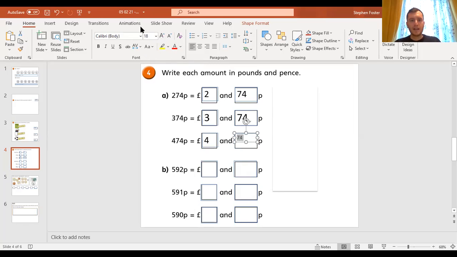And there's a little bit of a pattern on those first three. Next one, 592p. That would be £5 to make those 500 pennies and 92p. Next one would be £5 to make those 500 pennies and 91p. And maybe you spotted a pattern on this one too. And last one, £5 and 90p.